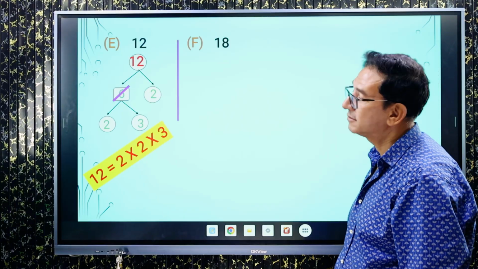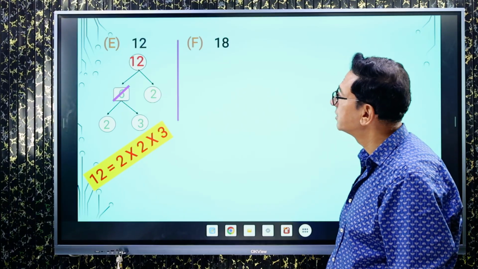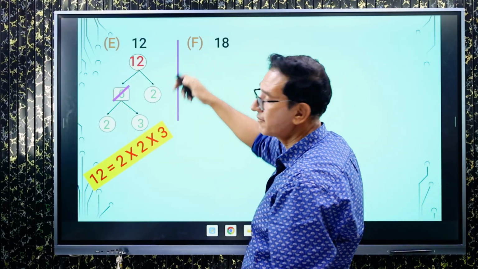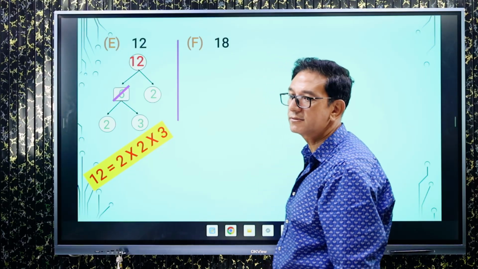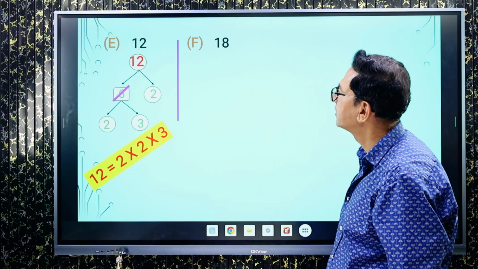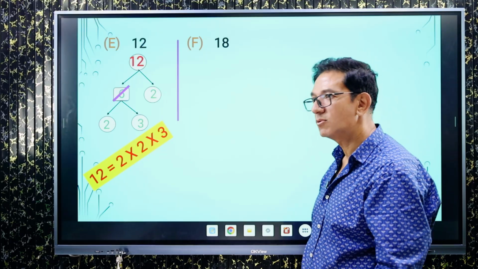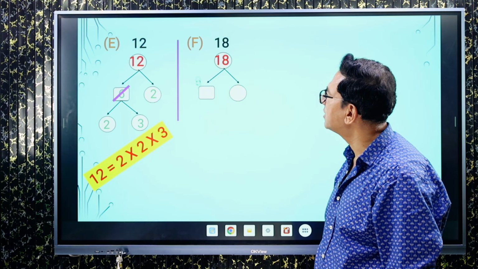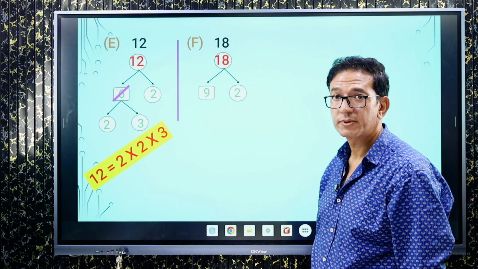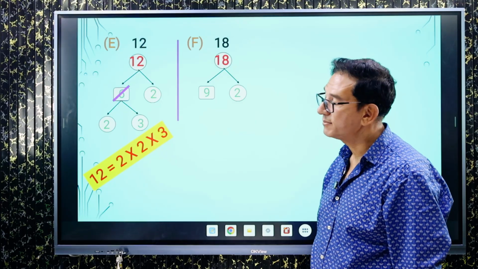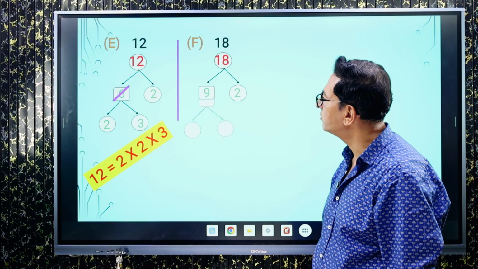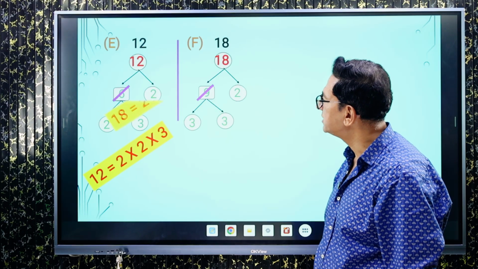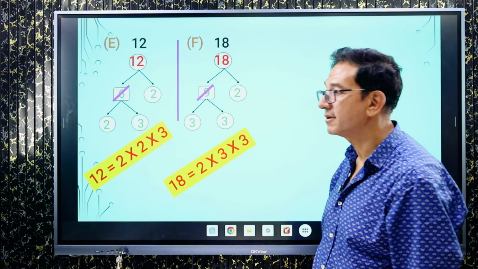F, 18, try to do it yourself. You don't have to use this diagram. If you know the factorization of 18, write it directly. Write 18 equals what times what times what. So 18 will be 2 times 9 or 9 times 2. 2 is a prime number. 9, we will factorize 9. It will be 3 times 3. So 18 equals 2 times 3 times 3.